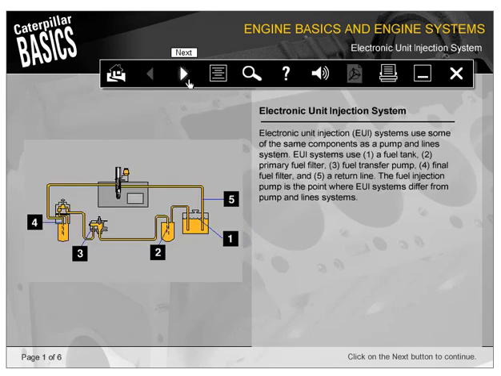Electronic unit injection systems use some of the same components as a pump and line system. Electronic unit injection systems use 1. A fuel tank, 2. A primary fuel filter. 3. A fuel transfer pump. 4. A final fuel filter. And 5. A return line. The fuel injection pump is the point where electronic unit injection systems differ from pump and line systems.